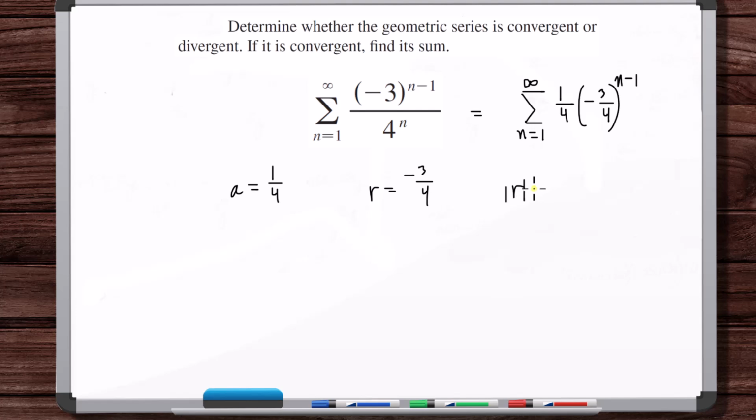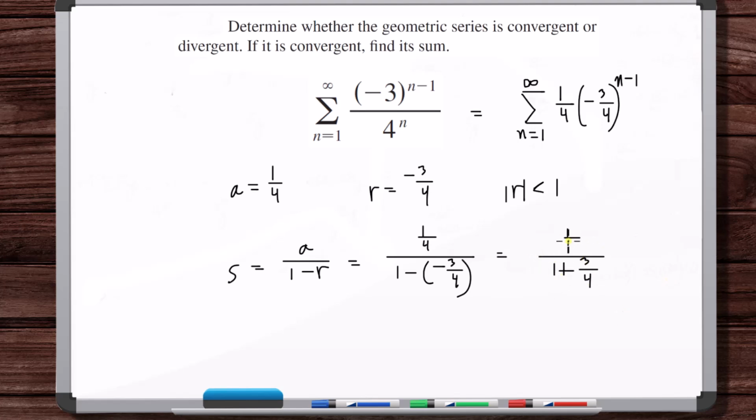So the absolute value of R is less than 1. So this is going to converge, and it's going to converge to 1/4 over 7/4, which is equal to 1/7.